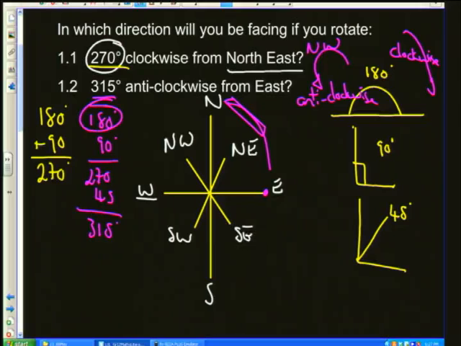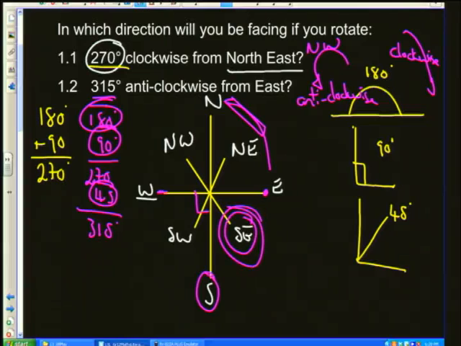So I need a 180. If I start at east and I go 180, I end at west. Then I find another 90 degrees, there it is, that takes me to south. I now add another 45 degrees, which is half of 90, which takes me to southeast. So my answer for that will be I'll be facing in a southeasterly direction.